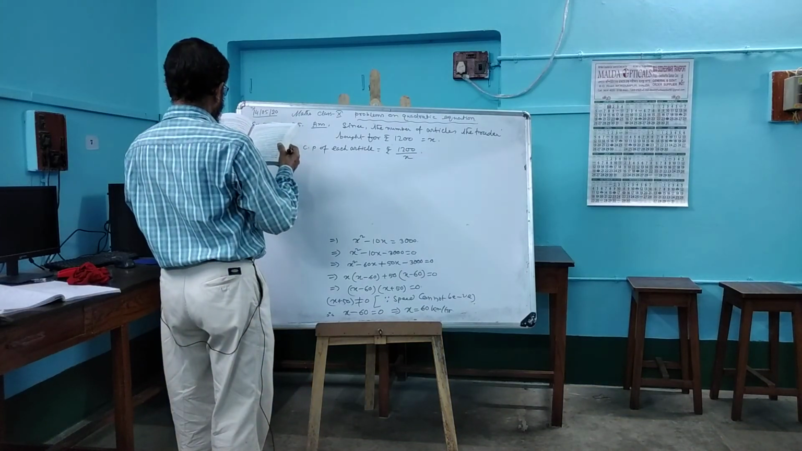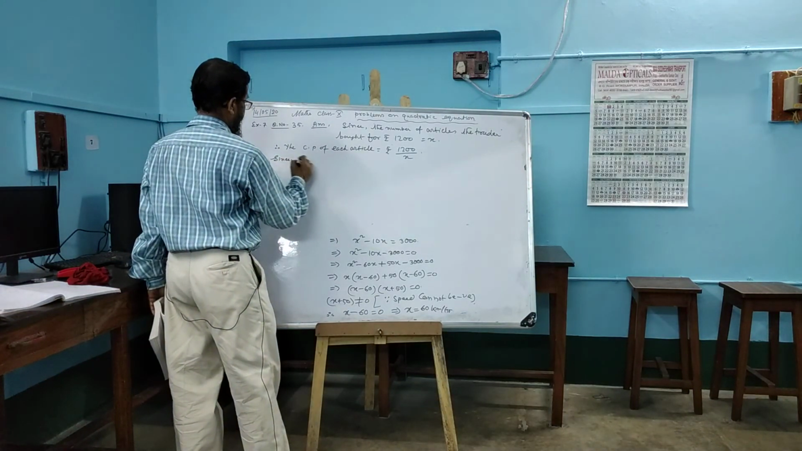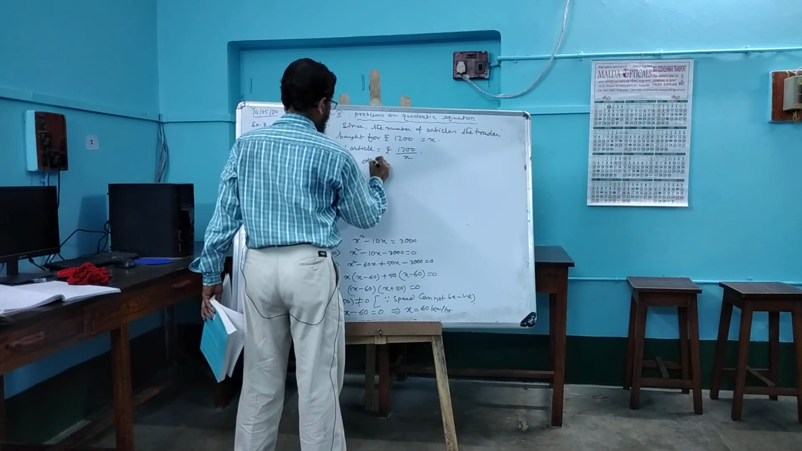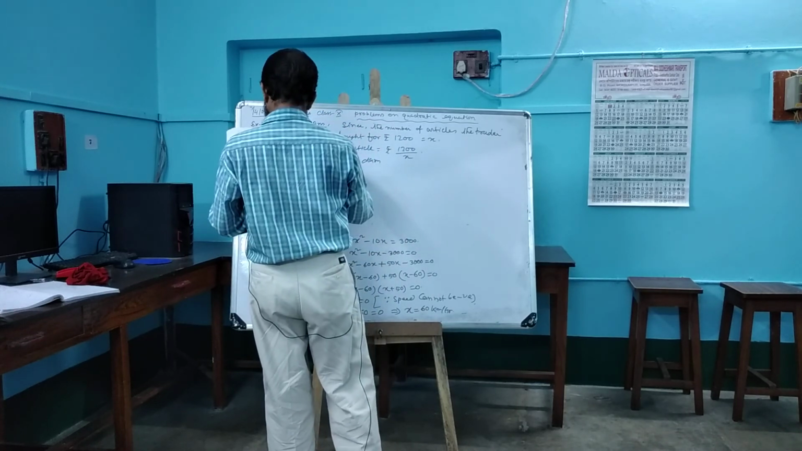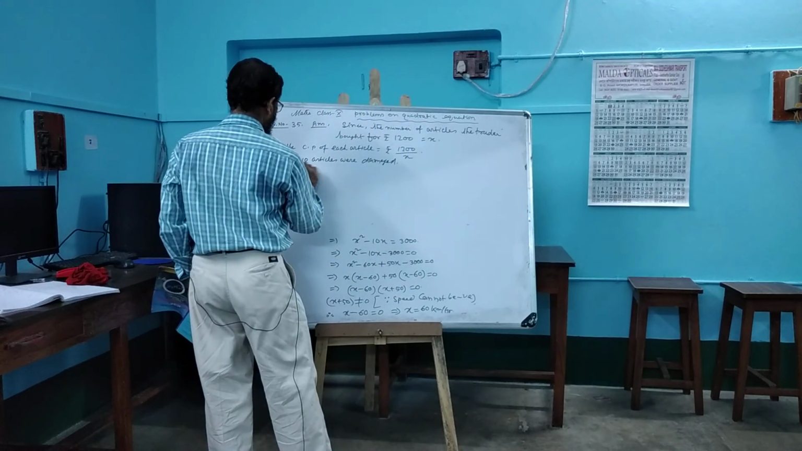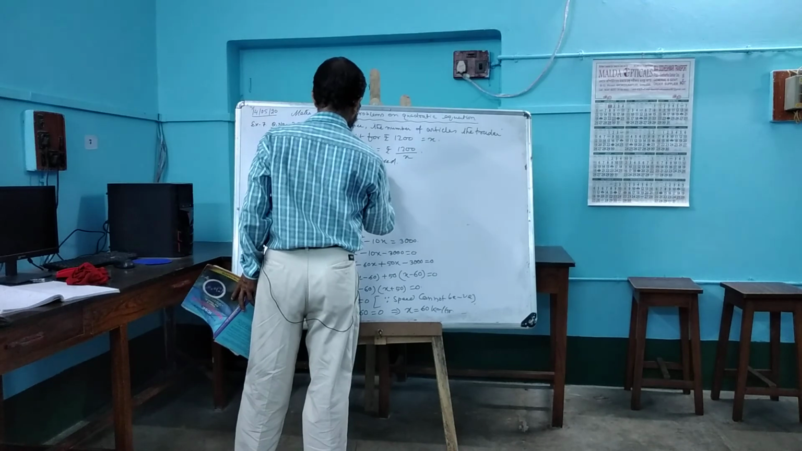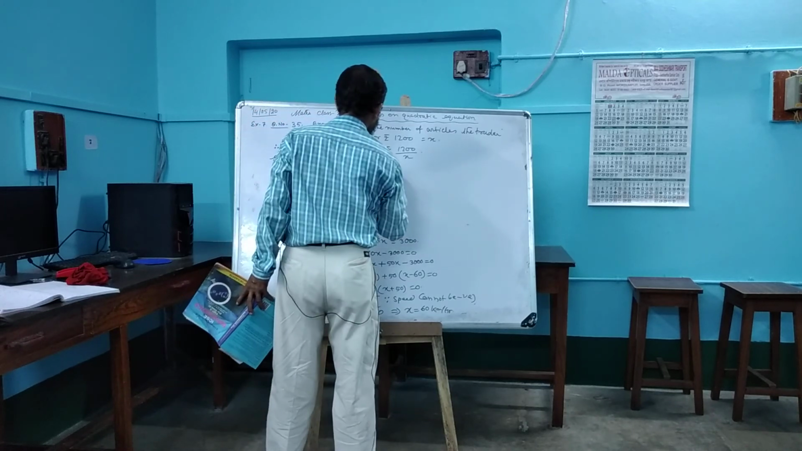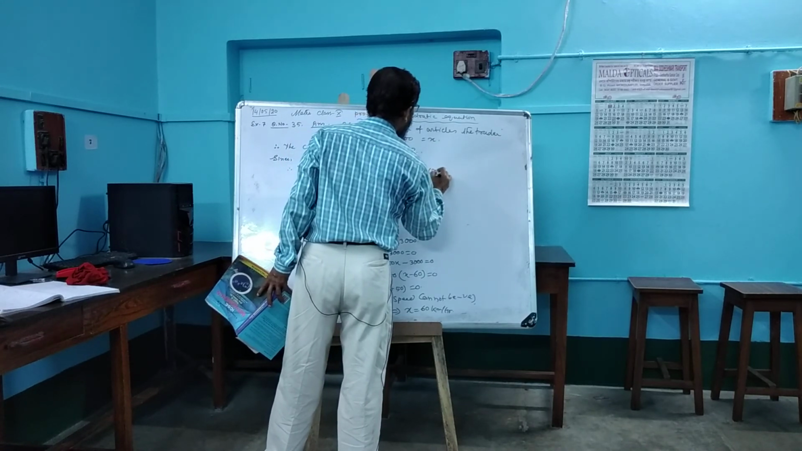Since 10 articles were damaged, therefore the number of good articles present equal to x minus 10.